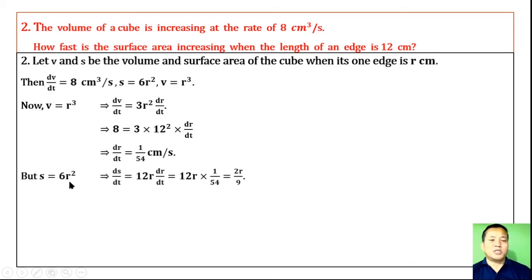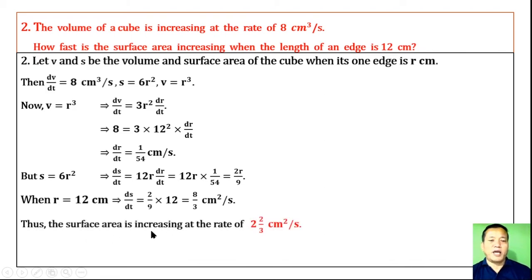But s equal to 6r square. Differentiating both sides with respect to t, we get ds by dt equal to 12r times dr by dt. dr by dt is just found out, which is 1 by 54. Replacing 1 by 54, we get 2r by 9. When r is 12 cm, the value of ds by dt is 2 by 9 into 12, that is 8 by 3 cm square per second. Thus, the surface area is increasing at the rate of 8 by 3 cm square per second.